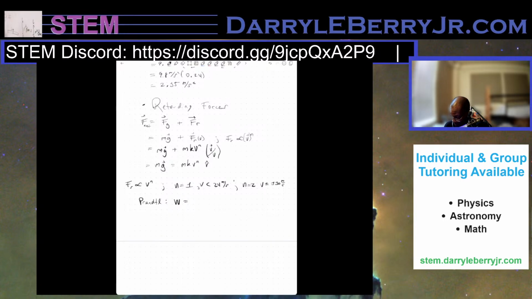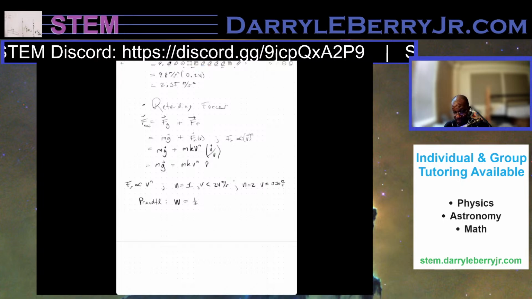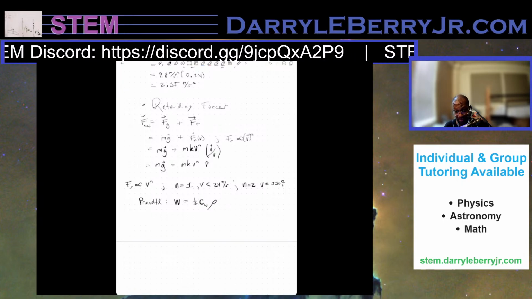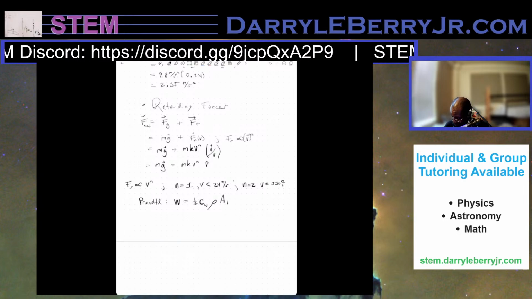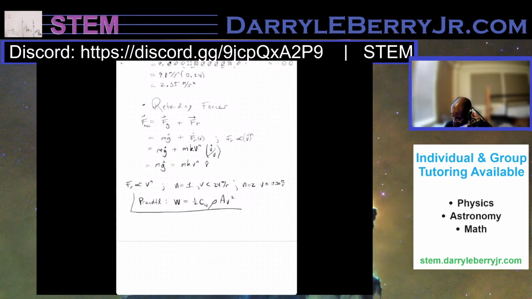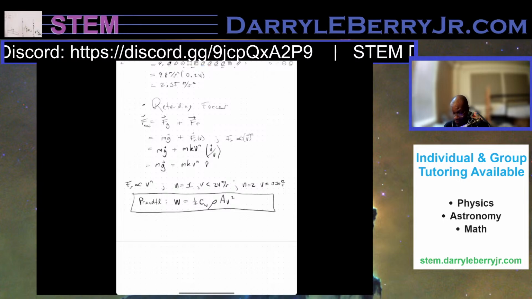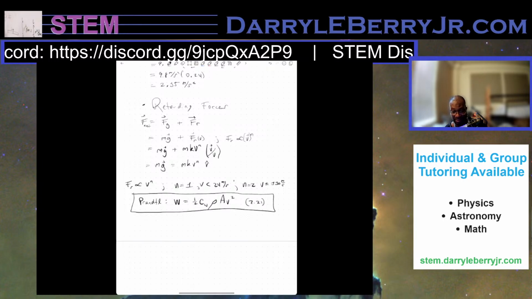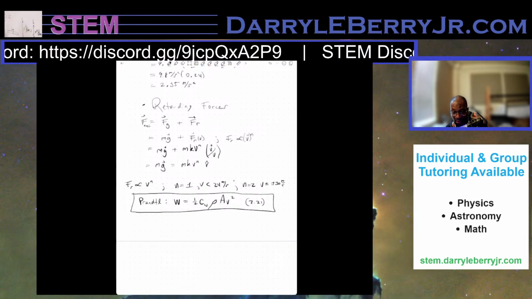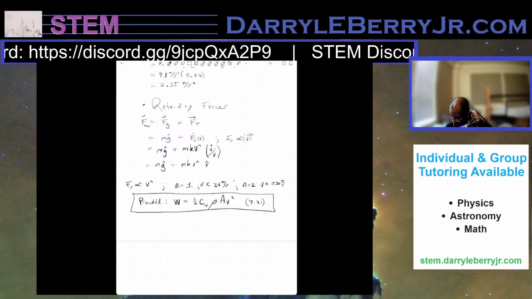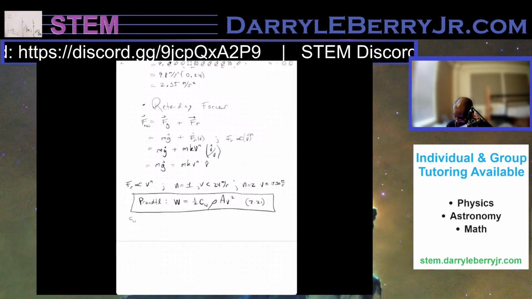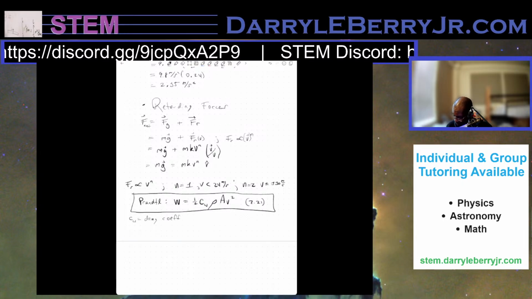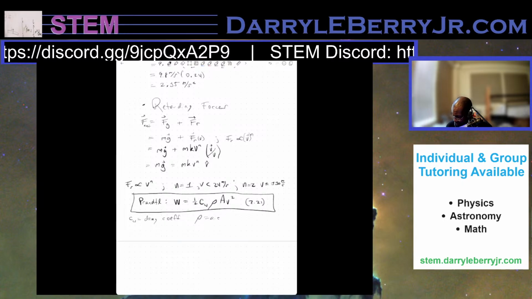W equals 1/2 C_W ρ A v squared, and that's equation 2.21, where C_W is the dimensionless drag coefficient, ρ is the air density. So C_W, drag coefficient. Rho equals air density.